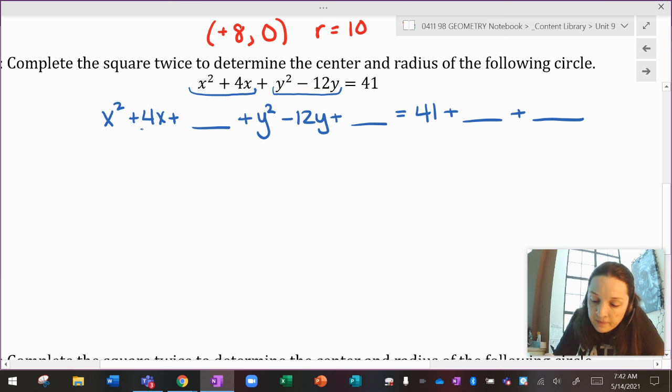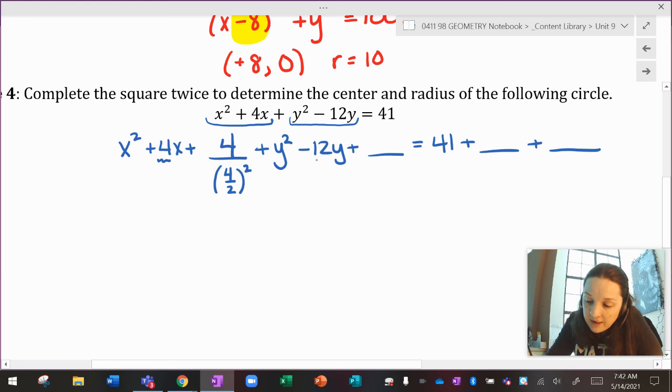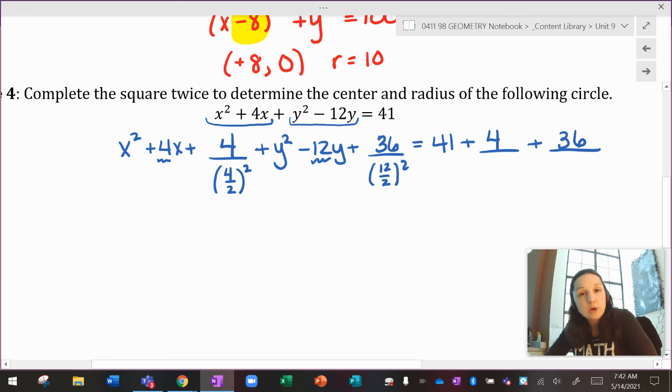Okay, fill in the blank time. You take this second number, cut it in half, and square it. 4 divided by 2 is 2. 2 squared is 4. Perfect. I take this second number, halve it, and square it. 12 divided by 2 is 6. 6 squared is 36. Okay? Take the second number divided by 2, and then square it. But whatever you put in the blanks on the left, you've got to put on the right to keep the equation balanced. And so I shall.